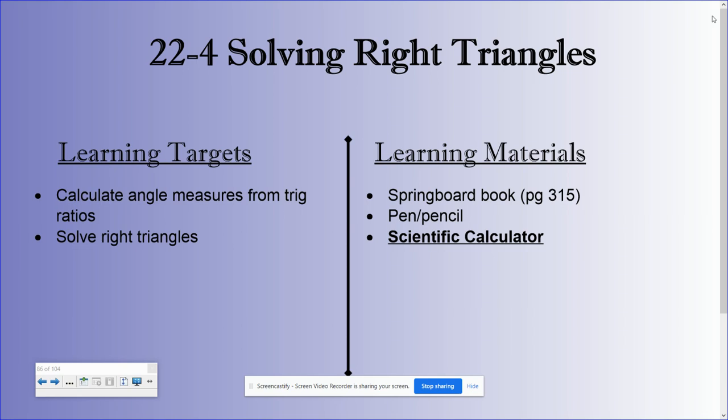Lesson 22-4 is going to cover solving right triangles. So we're going to be calculating angle measures with trig ratios today. Make sure you have your scientific calculator and your Springboard book open to page 315.